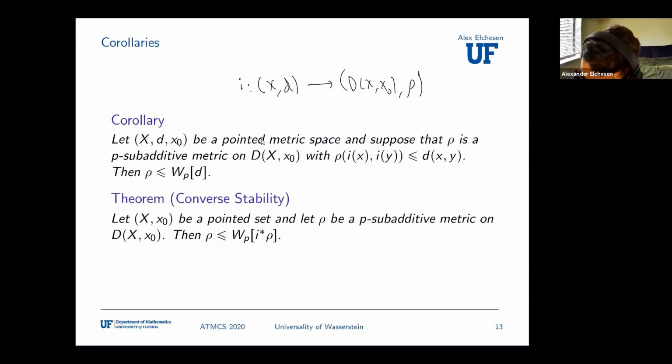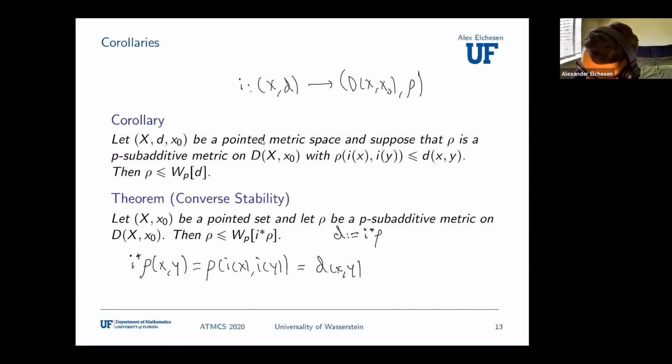So what do we do? So what is I star rho? I star rho of X, Y is just by definition rho of I of X, I of Y. So let's just define D to equal I star rho. Okay, then automatically we just have that this is equal to D of X, Y. So in other words, this condition up here is automatically satisfied. And so rho is smaller than the p-Wasserstein distance that we get that way.